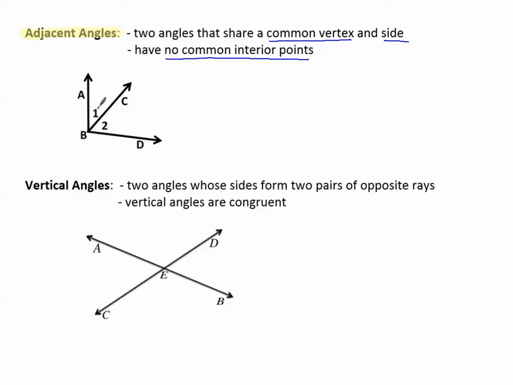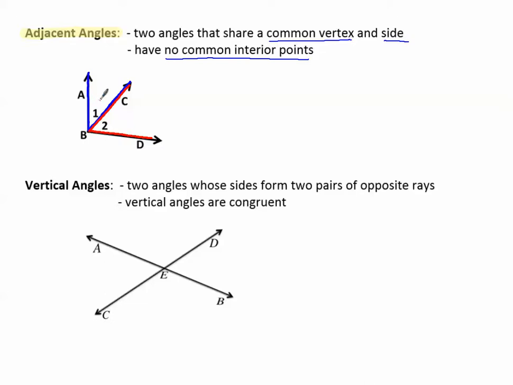I'm going to outline angle 1. These are the sides of angle 1 in blue. This is the interior of angle 1. Now I'm going to outline angle 2. These are the sides of angle 2. These are the interior points of angle 2. Notice that they have no common interior points. The interior points of angle 2 are not anywhere touching the interior points of angle 1.